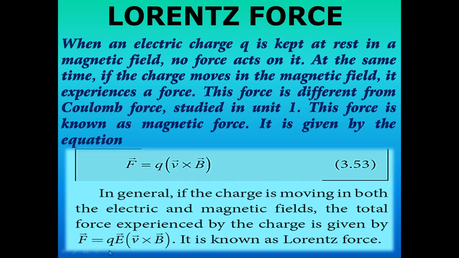What is meant by Q? Charge. What is meant by E? Electric field. What is meant by B? Magnetic field. What is meant by V? V is nothing but the velocity of the charge. It is known as Lorentz force.